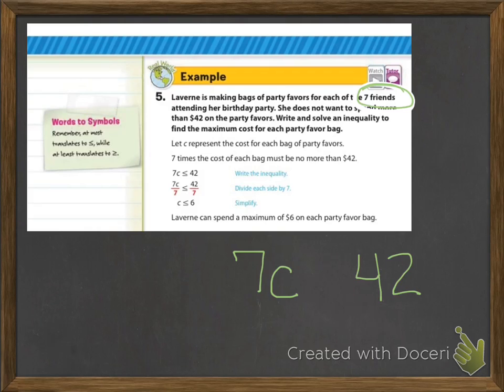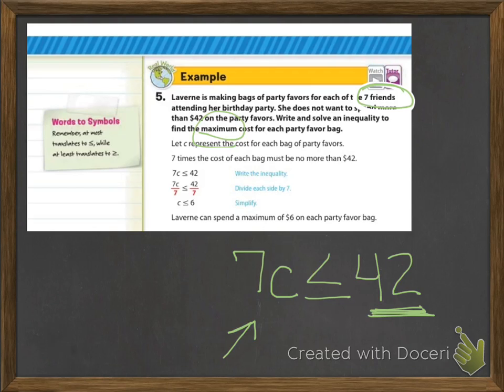Now here's the trick one. A lot of people see the word maximum, which kind of makes it think as more, and a lot of people automatically want to put that greater than or equal to symbol on this one, but what that's saying is she does not want her party favors to cost anything more than $42, which means this side over here, the 7C side, has to be less than the $42, but it could also equal the $42 as well. So your inequality statement is going to be 7C is less than or equal to 42.